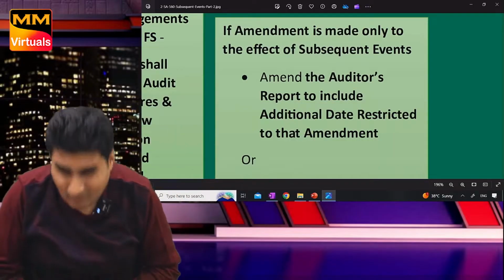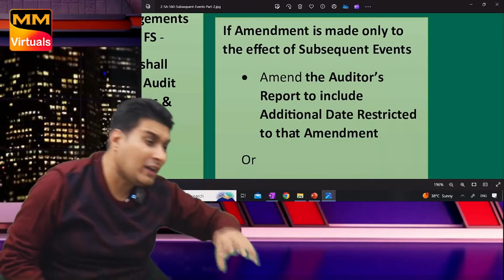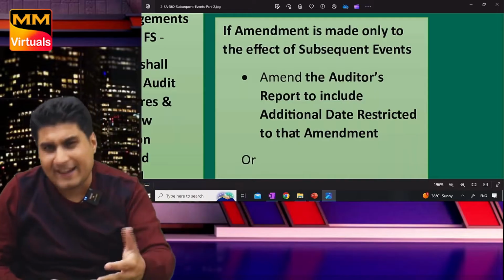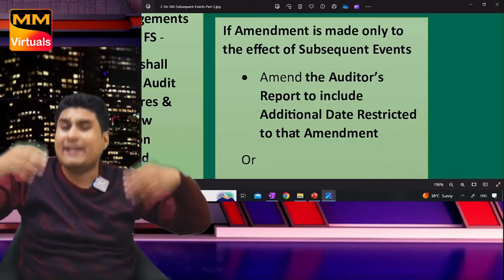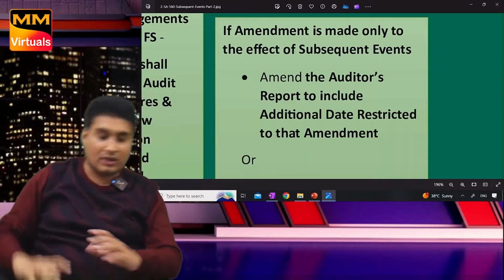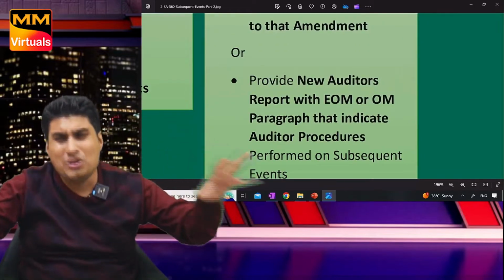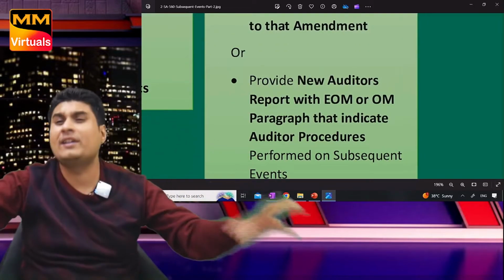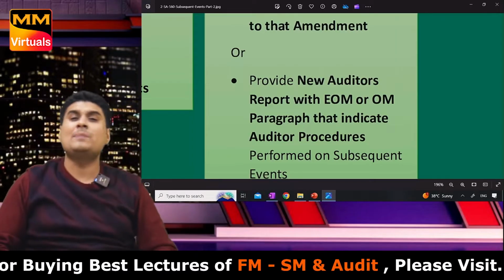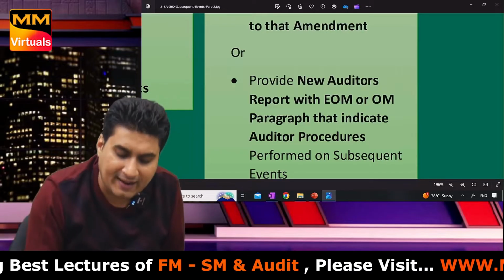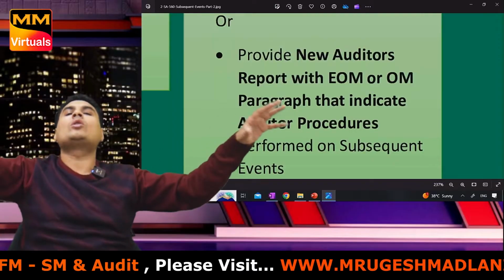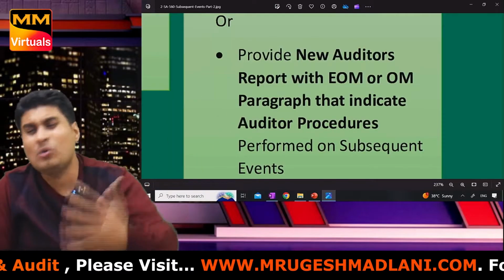If the amendment is made only to the extent of the subsequent event, then amend the auditor's report to include an extra date; that is a dual-dated auditor's report. In that extra date, what will you write? We have only checked the subsequent event, the rest was already checked. Or some people don't write a dual-dated audit report, as it may spoil the auditor's reputation and they feel shareholders will be confused. Instead, provide a new auditor's report, but write an emphasis of matter paragraph indicating that we have performed work on the subsequent event.